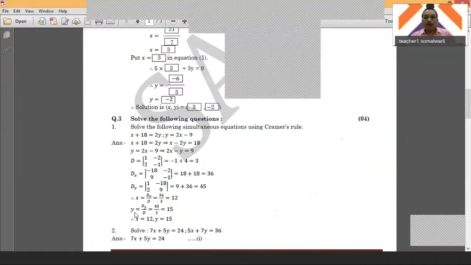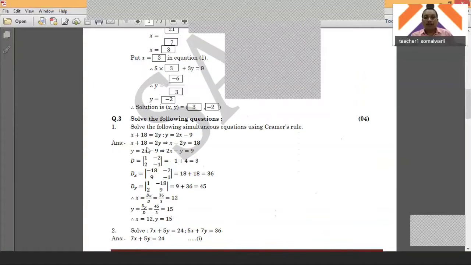For y, it is dy upon d, and that is equal to 45 upon 3. Value of dy is 45, value of d is 3. So 45 upon 3 is 15. So what we got? We got x is equal to 12 and y is equal to 15. So you can write the answer in any form, but it should indicate that the value of x is 12 and the value of y is 15.